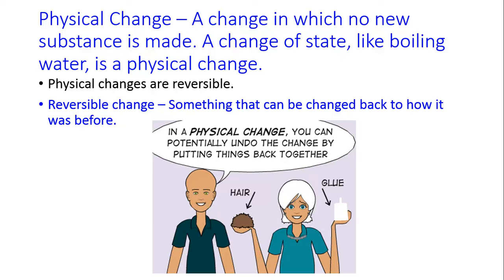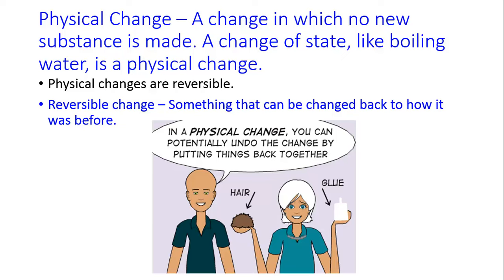So we have physical changes. A change in which no new substance is made. A change of state, like boiling water, is a physical change. Physical changes are reversible, which means you can get it back again. A reversible change is something that can be changed back to how it was before.